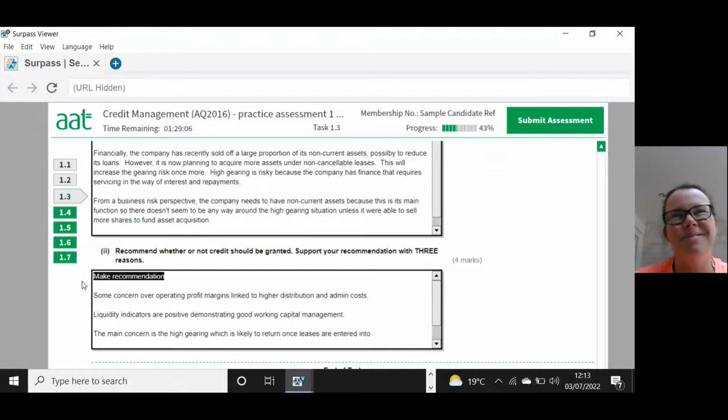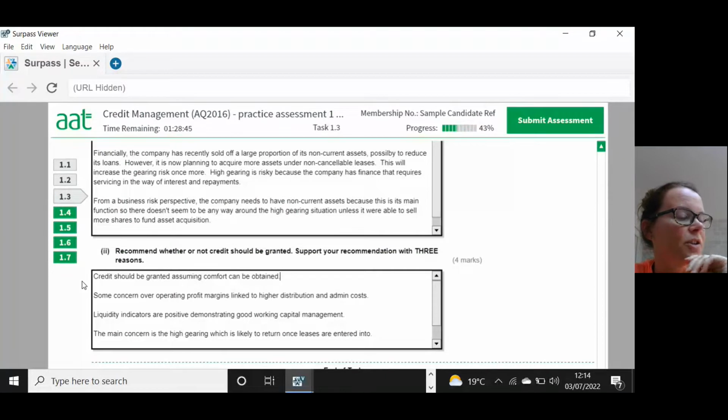Personally, I can see where they're coming from. I would probably have gone with, yeah, give them credit. Credit should be granted, assuming comforts can be obtained. Something like that. As I said, they've said should be deferred until after suitable discussions with Berlin Limited. Right, so that is your big written question. As I have said, there is more guidance in the writing frame, but I just wanted to show you here how I would apply that to this particular question.